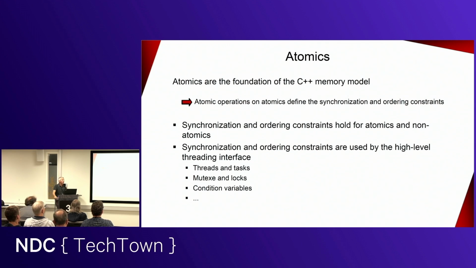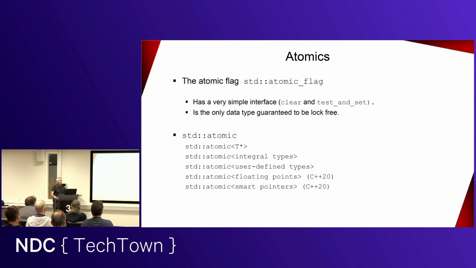Meaning, condition variable notify_one synchronizes with a condition variable wait, notify_one or notify_all to be precise. Unlock synchronizes with the previous lock call on a mutex. Thread creation, thread joining is a synchronization point, and so on and so on. So they are really, really important. And this is what we have in C++11 and 20.